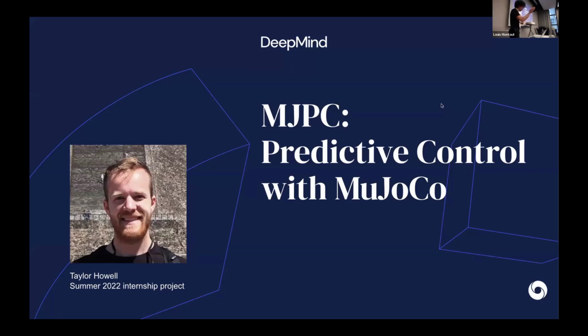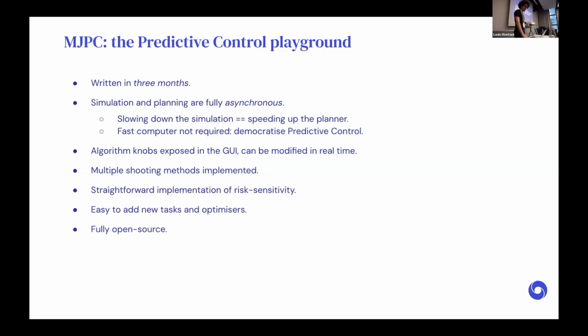And now I want to talk about this tool called MJPC. It was written by Taylor Howell in the summer of 2022. He's now part of the team. At the time, he was an intern. The goal of MJPC is to be a playground for predictive control. It was written very quickly by someone who was not very familiar with MuJoCo, so it's also a testament to how easy it is to write such applications in MuJoCo.